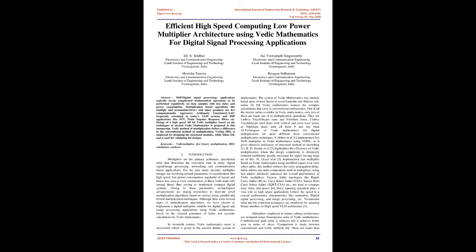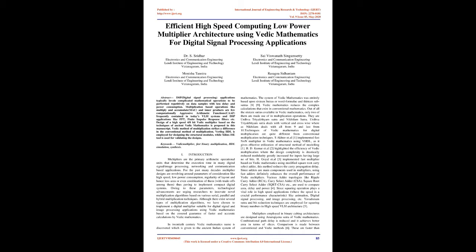Vedic mathematics reduces the complex calculations that exist in conventional mathematics. Out of all the 16 sutras available in Vedic mathematics, only 2 of them are made use of in multiplication operations. They are Urdhva Sutra and Nikhilam Sutra. Urdhva Sutra deals with vertical and crosswise, whereas Nikhilam deals with all from 9 and last from 10. Techniques of Vedic mathematics for digital multiplication are quite different from conventional multiplication techniques.